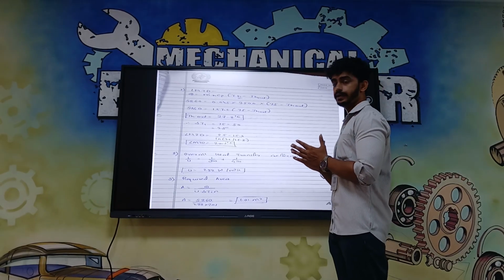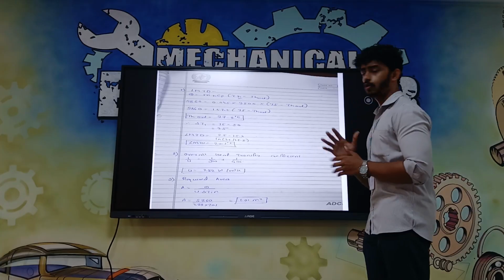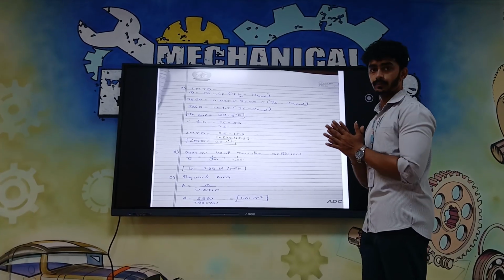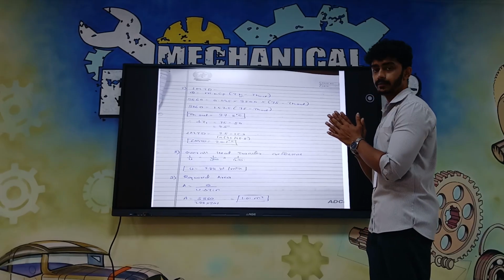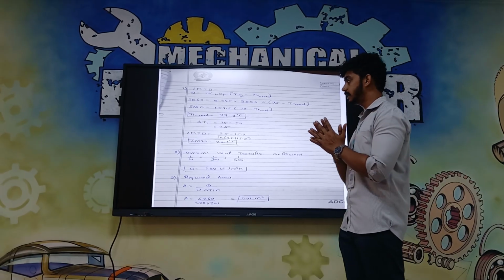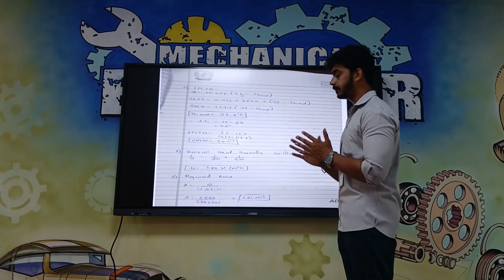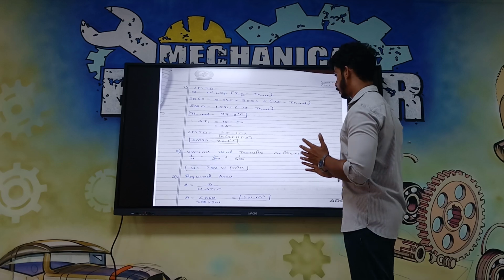So LMTD becomes 20.1 degrees Celsius. Now the overall heat transfer coefficient: we know 1 upon U is equal to 1 upon 900 plus 1 divided by 430. So U becomes 288 watt per meter square Kelvin. That is the overall heat transfer coefficient.